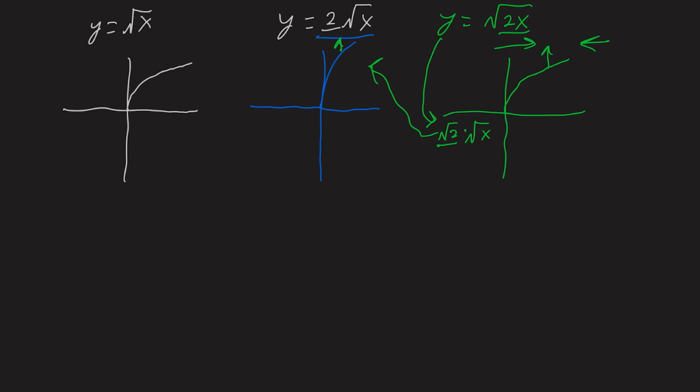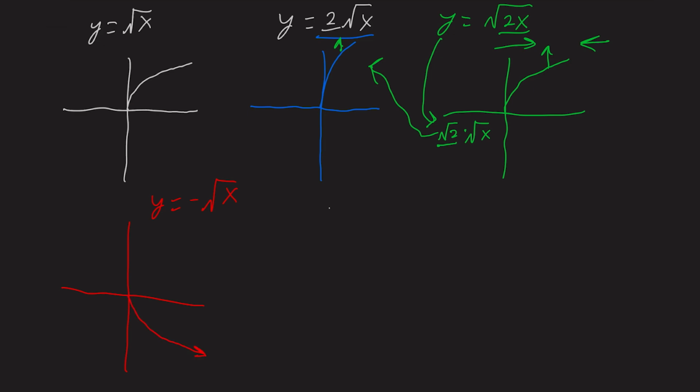Next, let's consider some reflections. What does the graph of y equals negative rad x look like? Pause the video right now and see if you can solve this, and then come back to me once you're done. Y equals negative rad x, since it's outside the function, is going to be a reflection over the x-axis, and we are going to look like this.